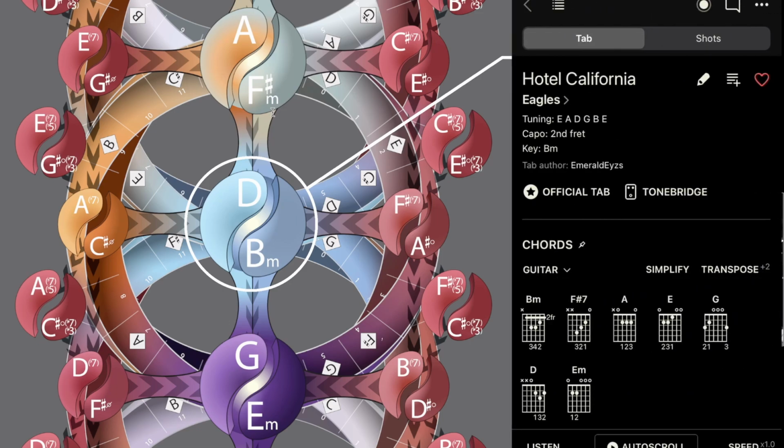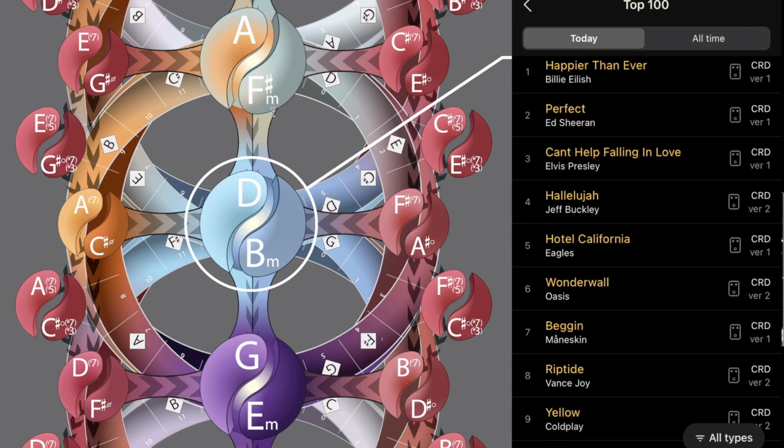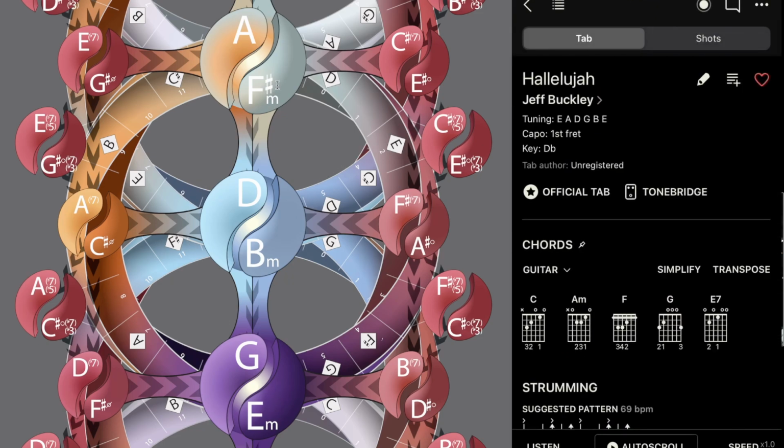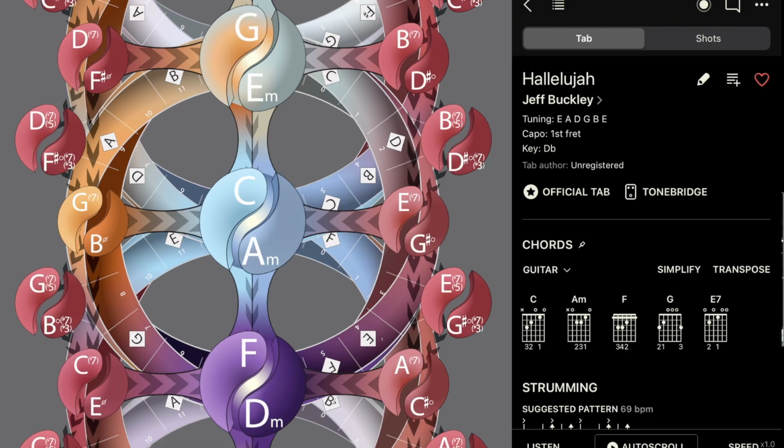All right, what we got? Hallelujah. There we go. Key of, what is it? D flat. Okay. Oh, I think it's because it's got a capo on. So it's actually written in the key of C there. So we're going to put the key on.